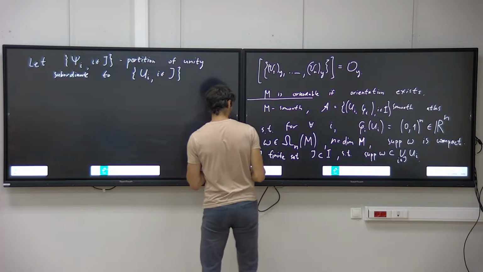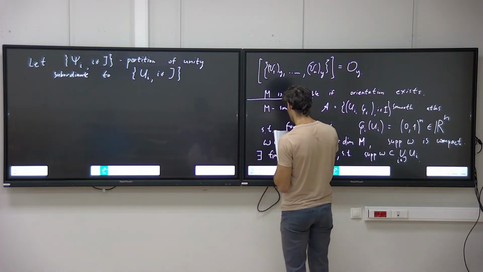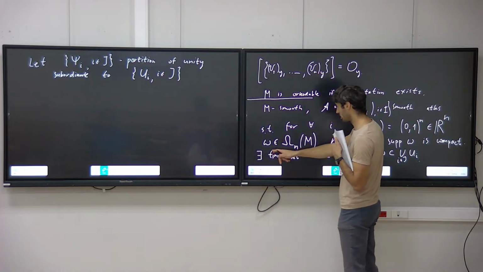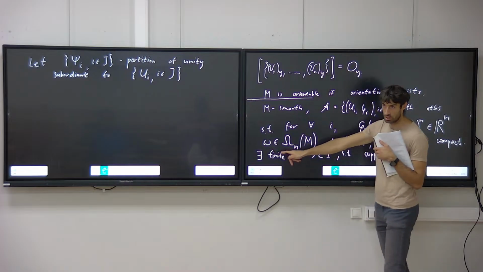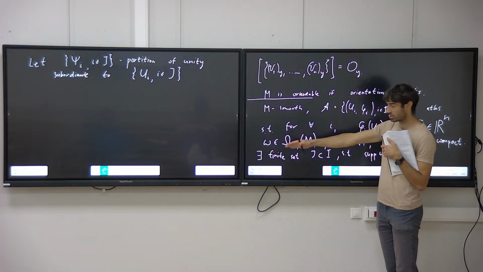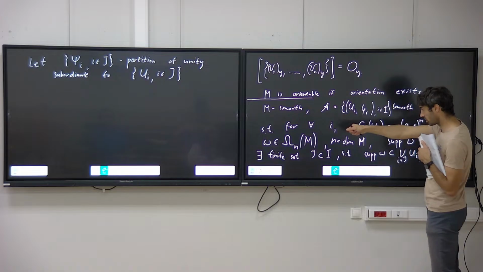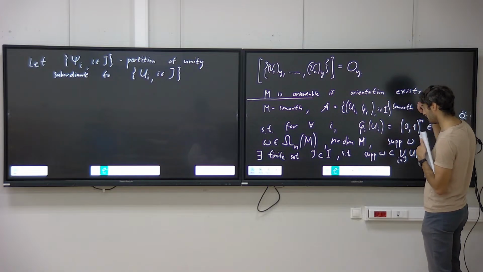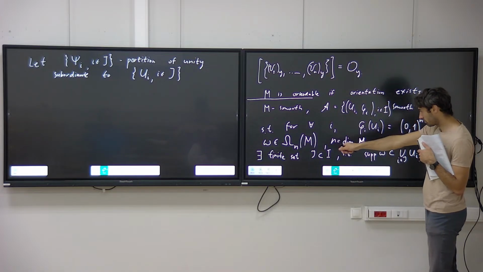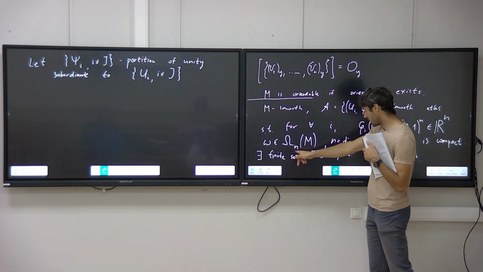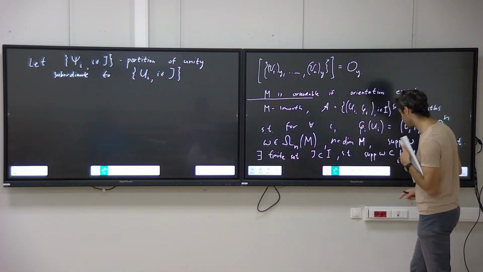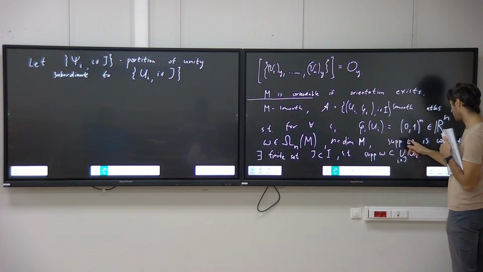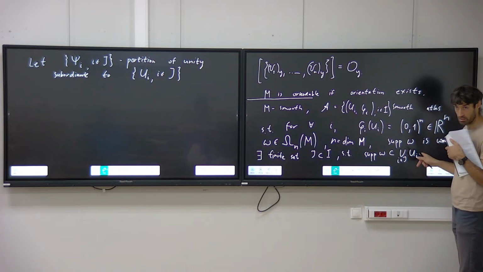So this is the cover. So what we care about is only the cover of the support of omega. Okay, so I fix a manifold M. I fix a top form, meaning it's an n-form where n is the dimension of M, and I want the support of omega to be compact.